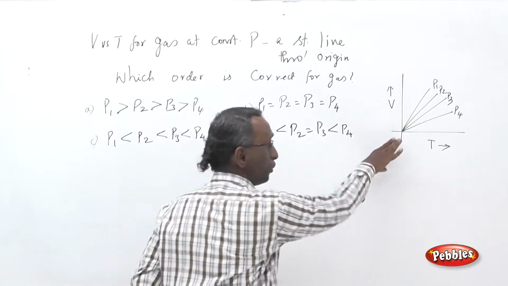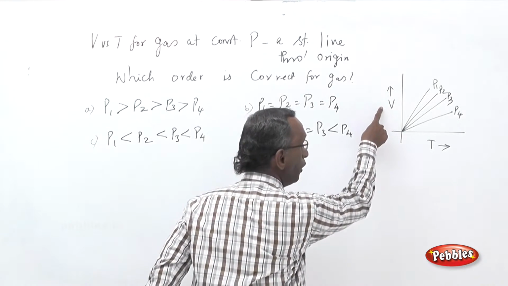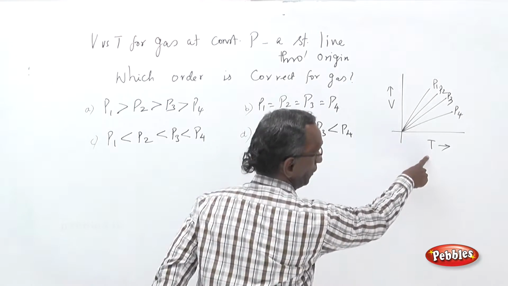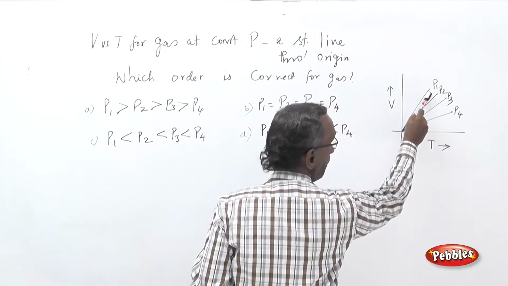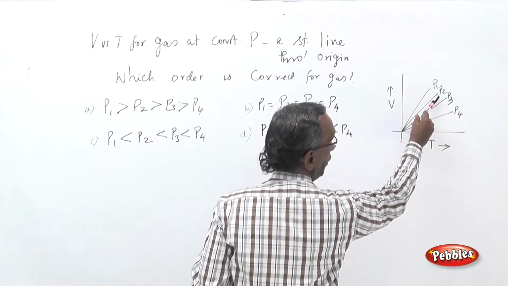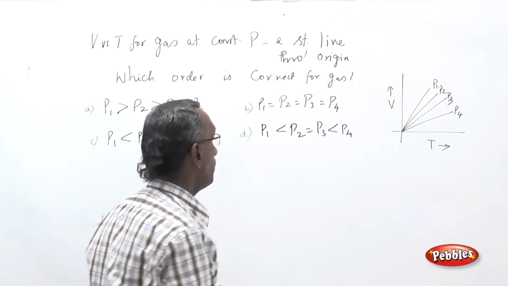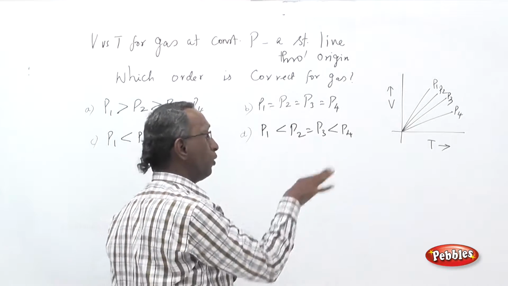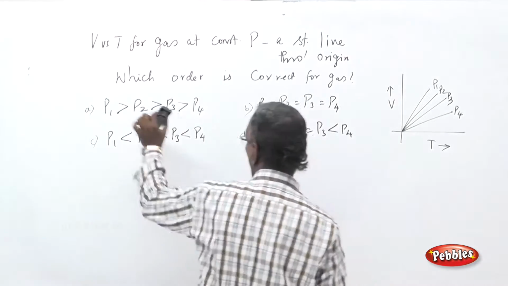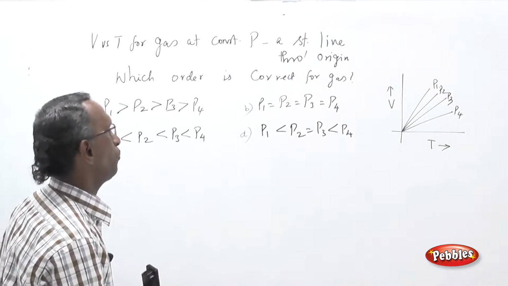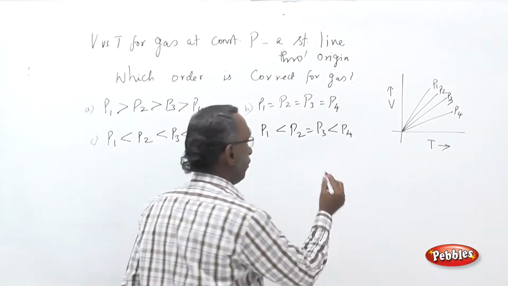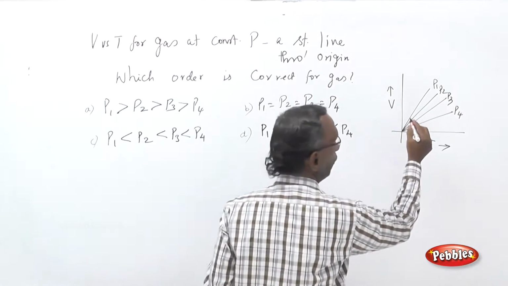So this plot shows the variation of volume with respect to temperature at different pressures. At a constant pressure P1, at a constant pressure P2, like that it is given. So 4 plots are given. From this we have to analyze. Some 4 orders are given as 4 choices, and the correct order has to be chosen. That is the question.